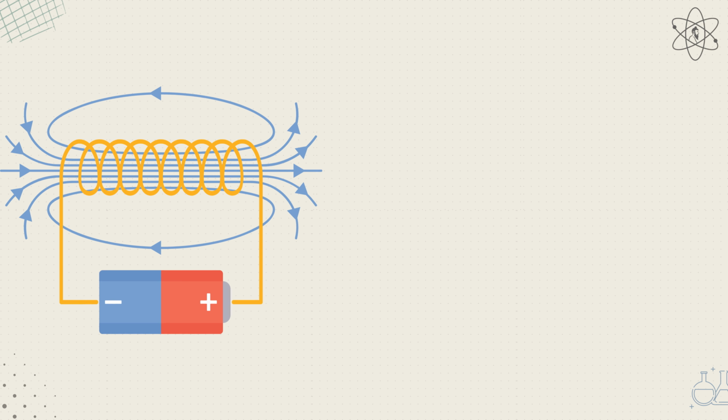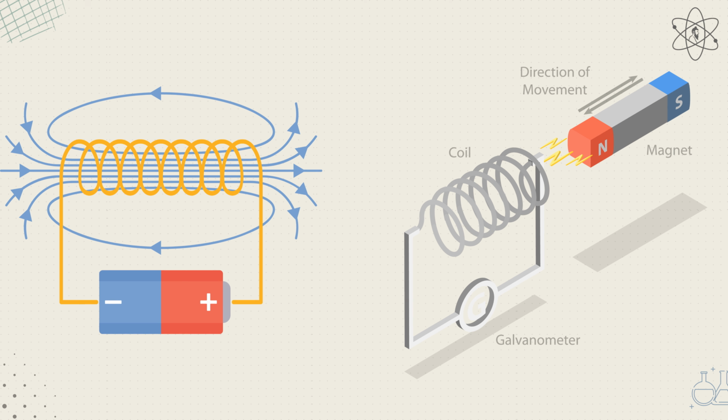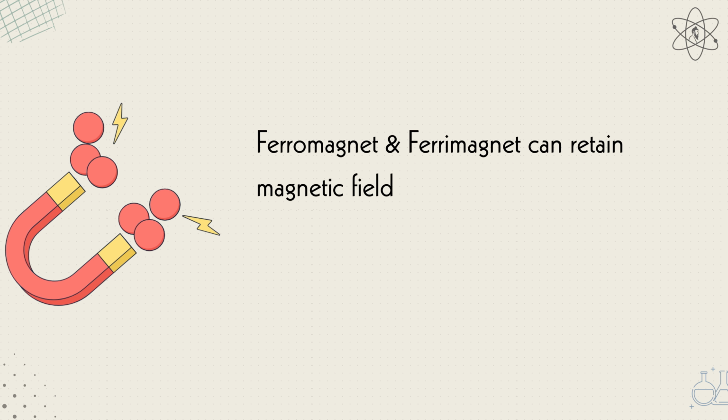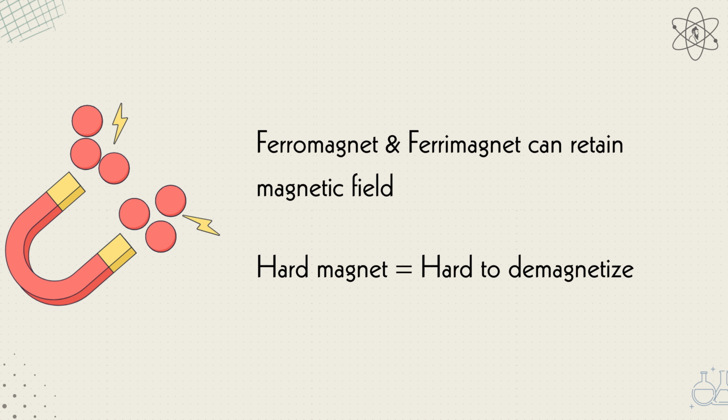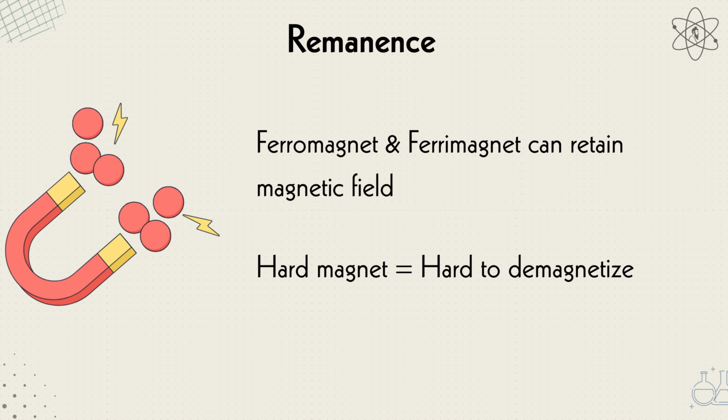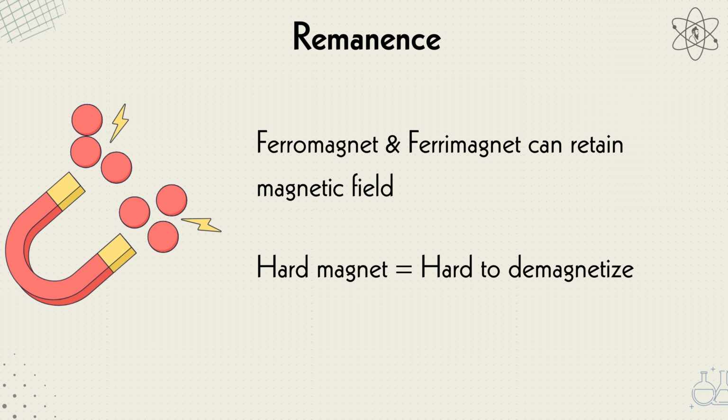Electric currents create magnetic fields, and a moving magnet can generate electric current in nearby conductors. While most materials respond very weakly to magnetic fields, a special few known as ferromagnets and ferrimagnets can retain a magnetic field. These are called hard magnetic materials because once magnetized, they are difficult to demagnetize. They are used in permanent magnets found in headphones, motors, and dynamos. The key property here is remanence, which measures how much magnetism the material retains.